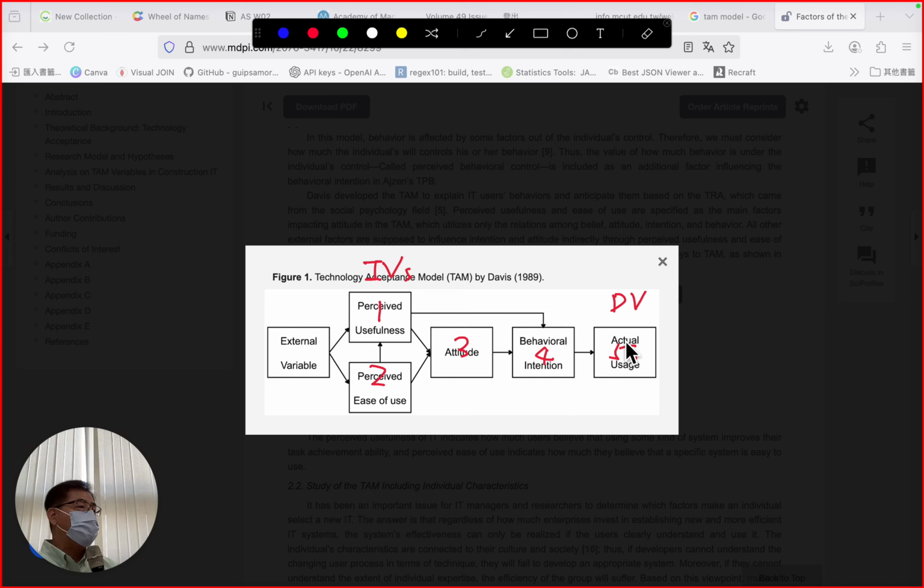So it guides you to select concepts. So next time when you study or learn a theory, don't forget to take a look at what kind of concepts are in that theory, or how many concepts are in that theory. And what are the relationships between the concepts.